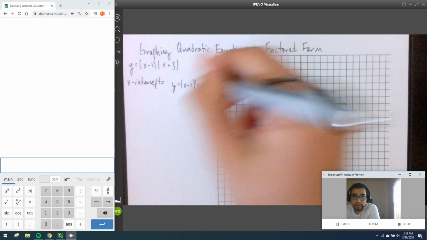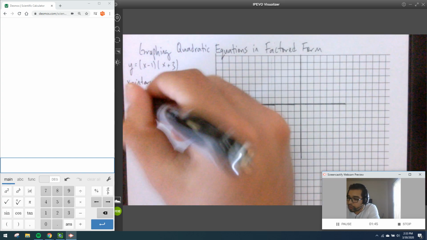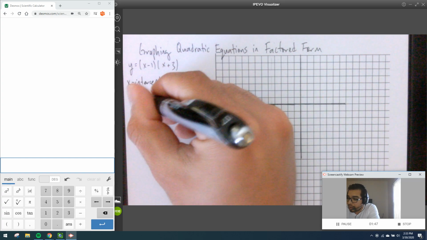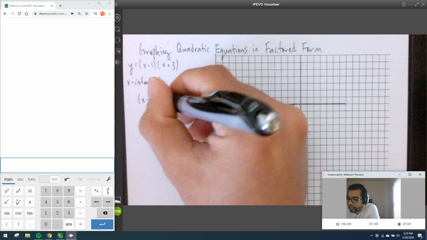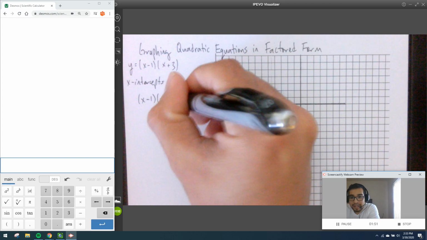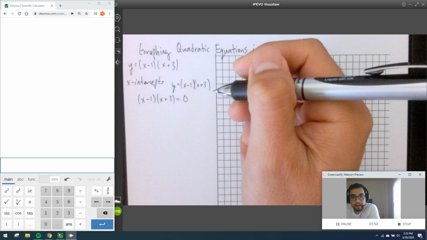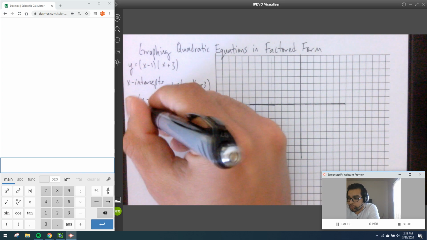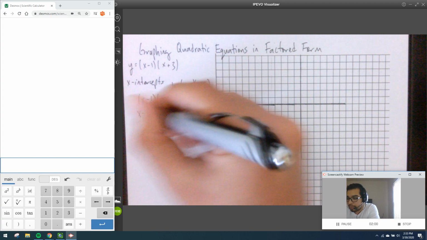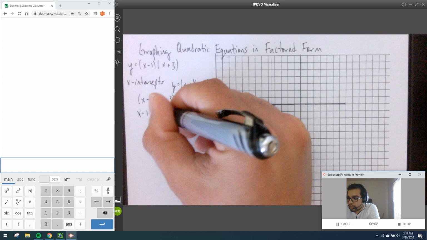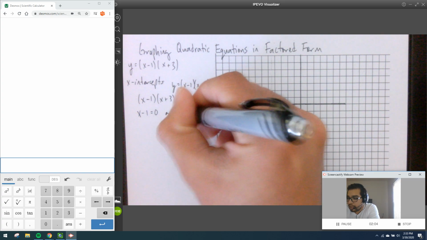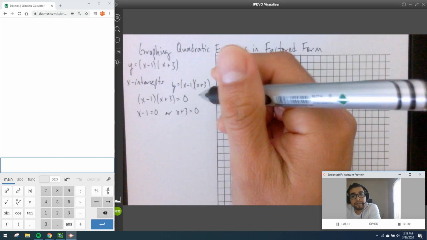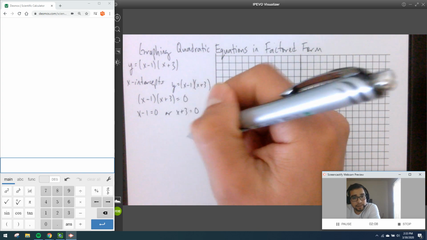Okay, so for this situation, I'm going to take this quadratic in factored form and set that equal to 0. And I'm going to solve this quadratic just like we've done before. X minus 1 equals 0, or x plus 3 equals 0. And this is going to help me find my x-intercepts. These are my zeros. These are my roots.